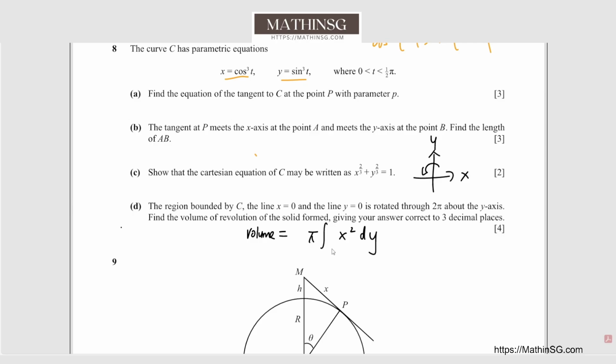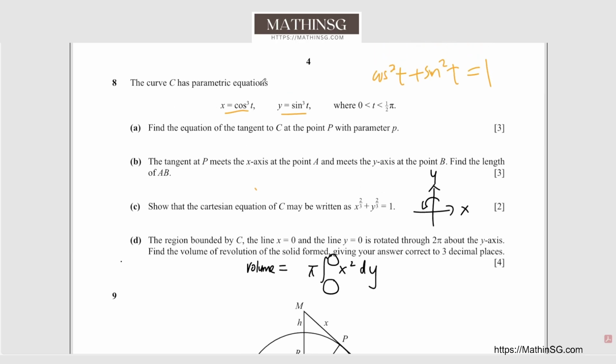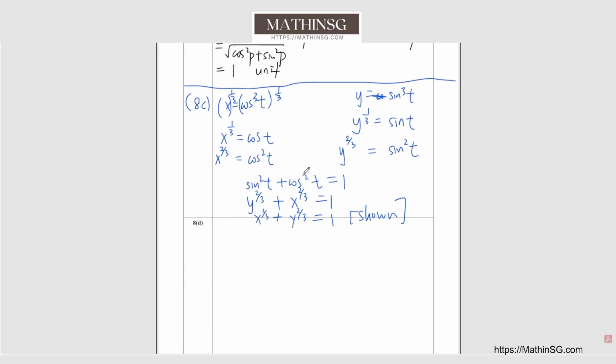Okay, then you need to determine what are these limits here. All right, so what I'll do is I will sketch this in my GC. So change the mode to parametric mode, type in these equations here, change the window, and make sure that the t value is from 0 to pi over 2. Okay, and when you do that, this is the graph that you get.